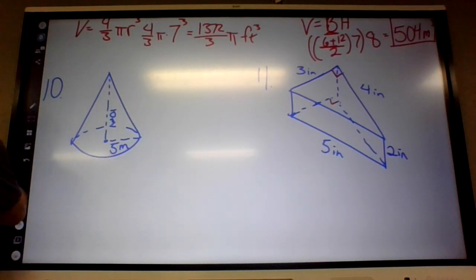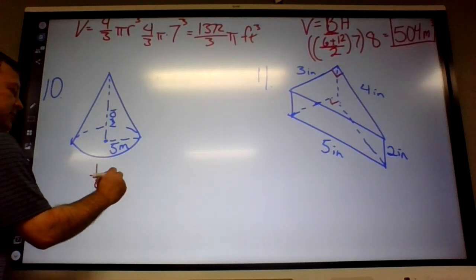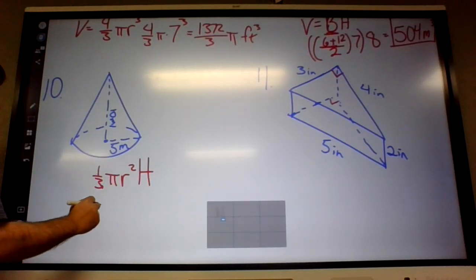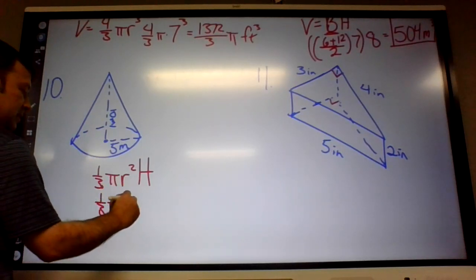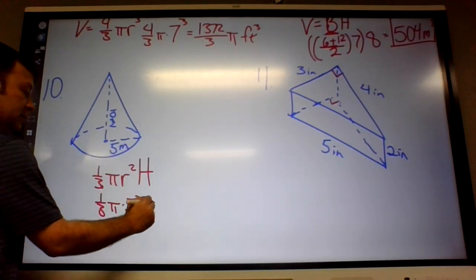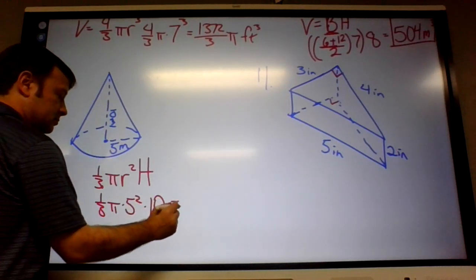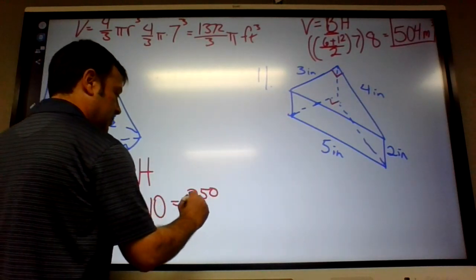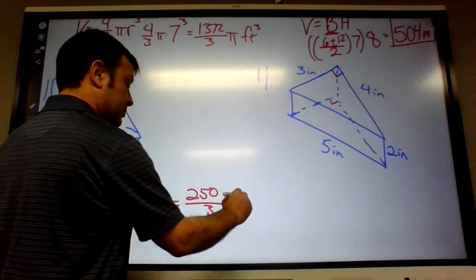Alright, anyways, so right there it says cones are 1/3 pi r squared h. It's a nice short one. So the radius is 5 and the height is 10. This one doesn't come out very nice, so I'm just going to leave it as a fraction. I guess we're doing meters here.